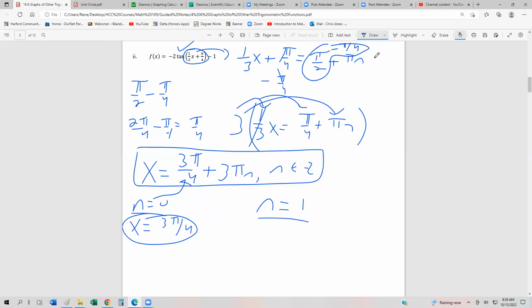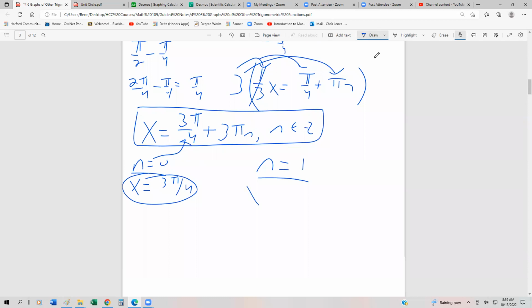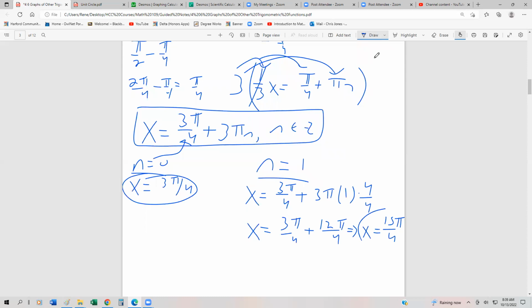Now this one's a little bit tougher to get because we'd have to add, so that's going to be 3 pi over 4 plus 3 pi times 1. And then we would need a common denominator, so x would be 3 pi fourths. We'd multiply the top and the bottom by 4, right? So this would become 12 pi fourths. And then ultimately x would become 15 pi fourths. So that's the equation of the other asymptote for this.